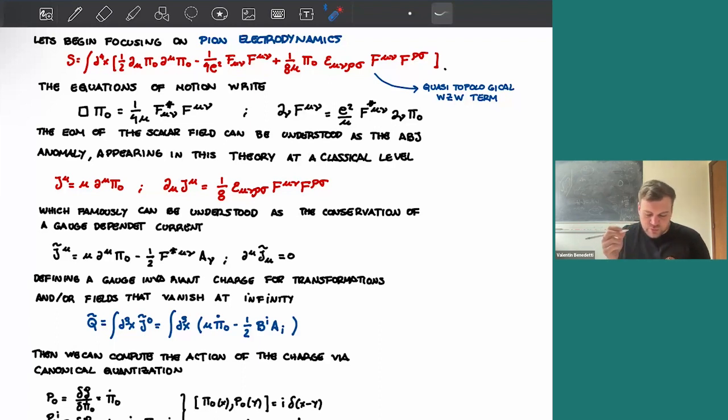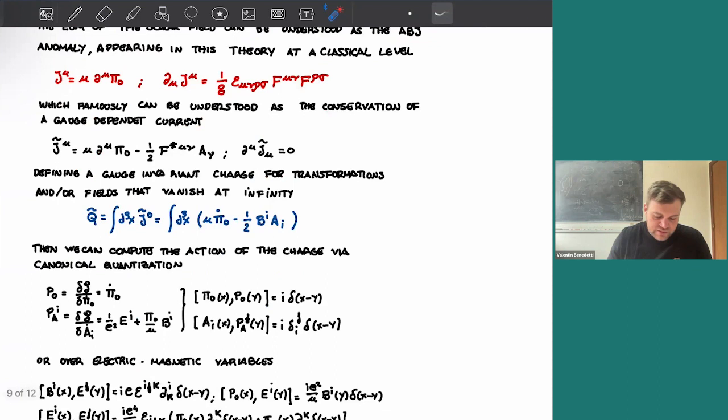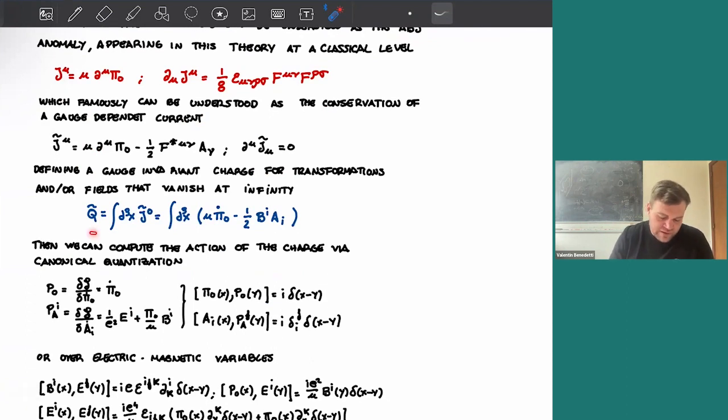And then there's a procedure which was famously introduced by Adler some time ago that allows us to redefine this current that has the ABJ anomaly as the conservation law of a current, which is this one here, that is not gauge invariant. Namely, we can still make our current conserved, but we are throwing out the gauge invariance of the current. In this case, we can define the charge by integrating this current over the whole Cauchy slice. And assuming that we have fields that vanish at infinity, or gauge transformations that vanish at infinity, one can think about this charge Q integrated over the whole space as a well-defined object in the theory because it's gauge invariant.